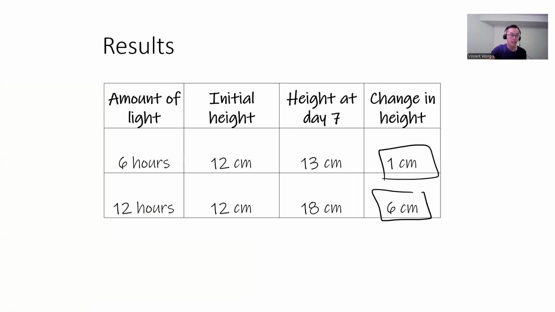Because there are only 2 plants here to compare with, right? You cannot base your conclusion on the result of just 2 plants, okay? When we do an experiment, for the results to be credible and significant, you need to have a large enough sample size.